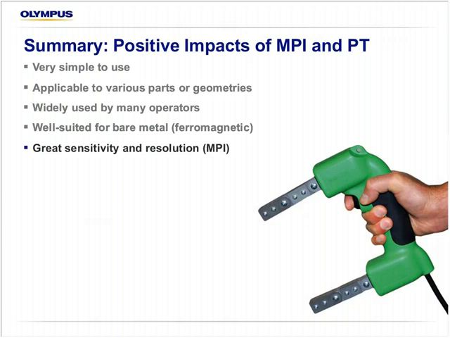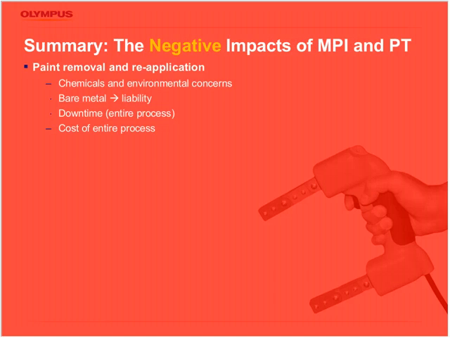They have great sensitivity and resolution, especially the MPI, which provides a great image. The direct cost is affordable, definitely. However, when looking at the negative impact, that explains why the industry is trying to replace those technologies and why so many of you are attending this webinar, I suppose. Paint removal causes a lot of issues: the chemical issues, the bare metal and the liability, the downtime of the entire process, and the cost of it.